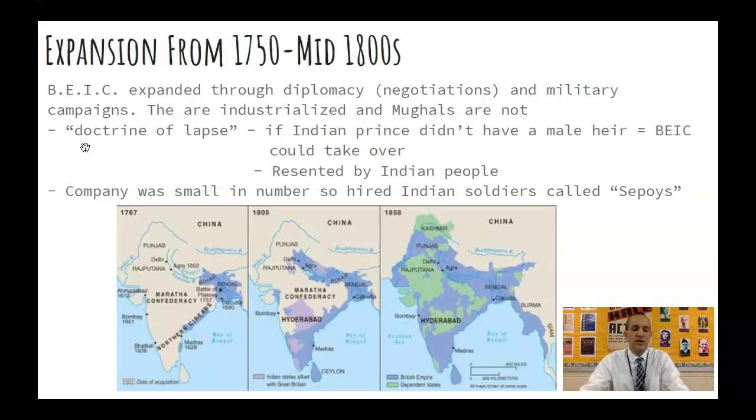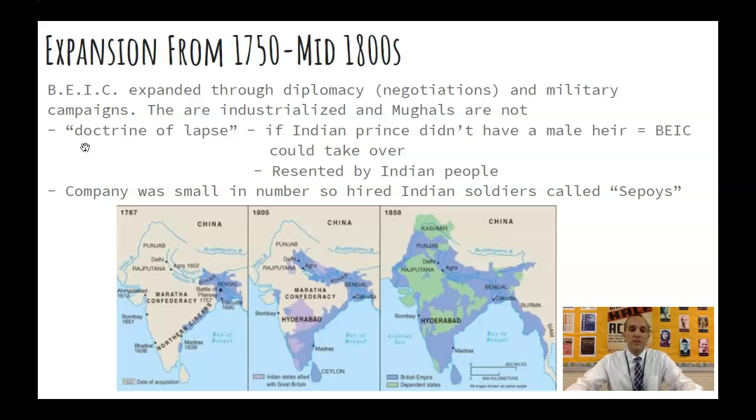And basically, the British East India Company said, if an Indian prince dies without a male heir, the British East India Company is allowed to take over. Obviously, the people in India don't want the British East India Company taking over, but because they're from a point of power, they force local people to sign this. This is the diplomacy side: if you don't have a male heir, we're going to take over. And the Indian people hate this. It's resented. It's a cause of a lot of issues, even to this day. It's looked back on as a horrible idea.